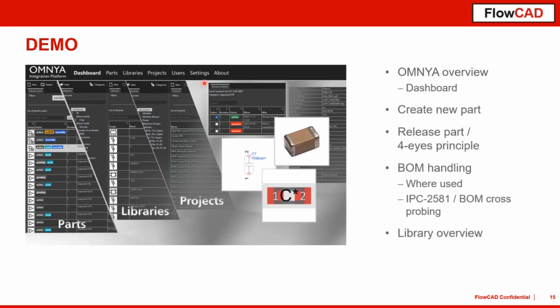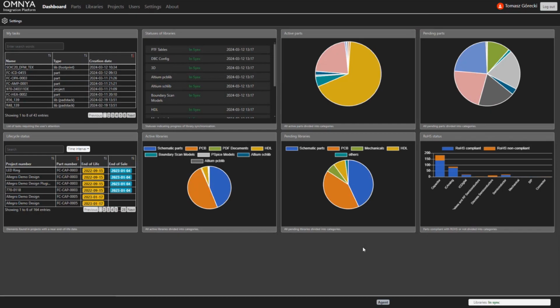Then I would like to hand over to you, Tomasz, so you can show us some of the features directly inside of the OMNYA system. I will start with the dashboard. The dashboard is the place where we can see a lot of information in a simple, easy to read form. So we have pie charts, we have tables. Depending on what you need, we always try to display this information in a way that is clear for you.